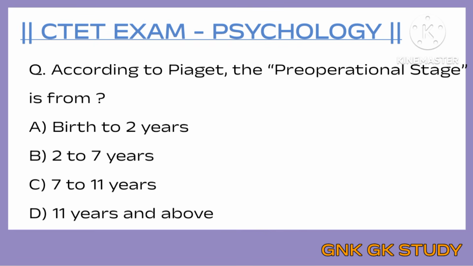According to Piaget, the pre-operational stage is from A. Birth to 2 years, B. 2 to 7 years, C. 7 to 11 years, or D. 11 years and above. Answer: 2 to 7 years.